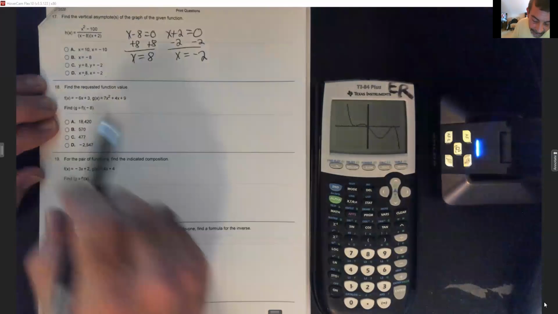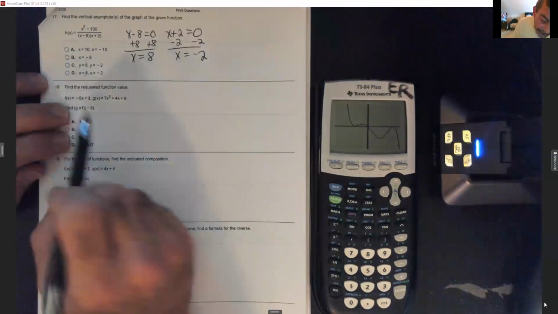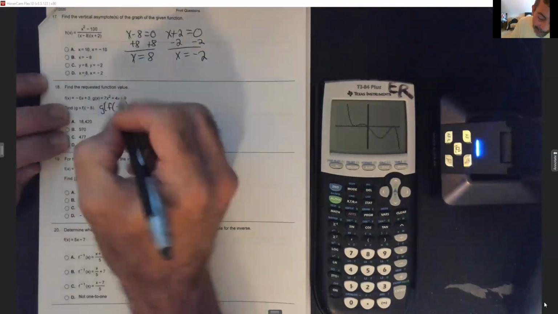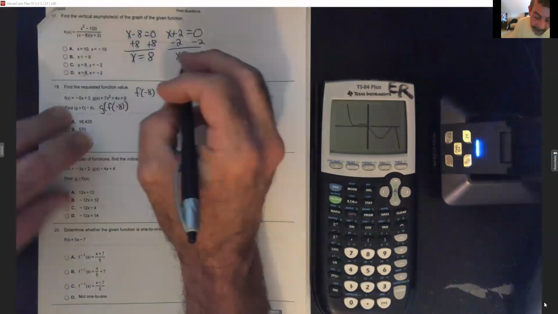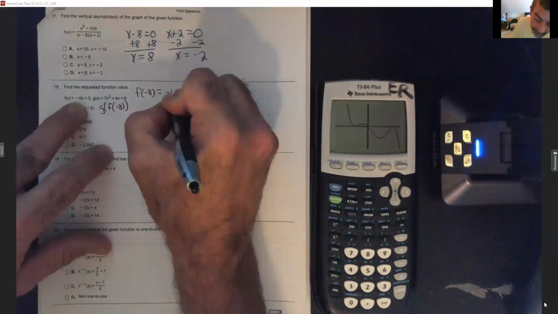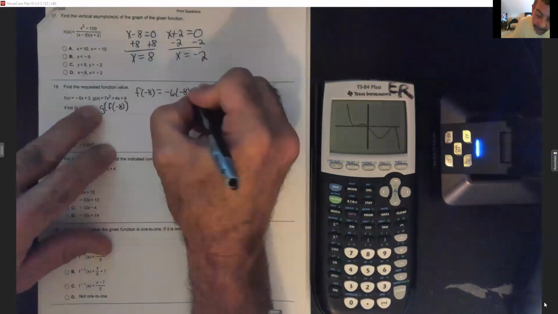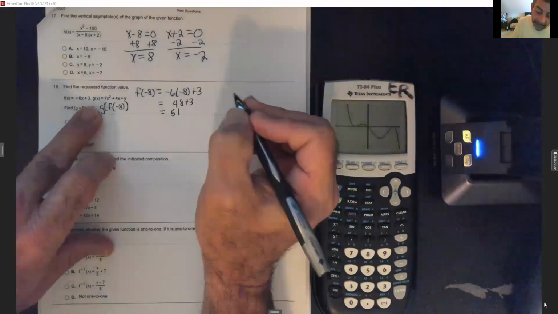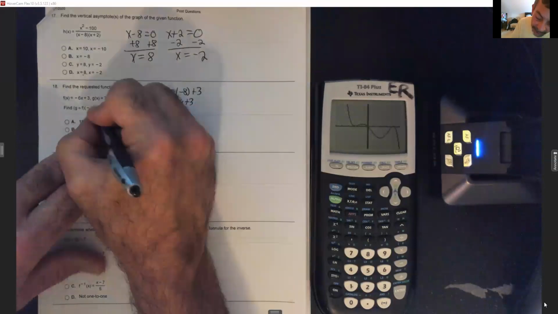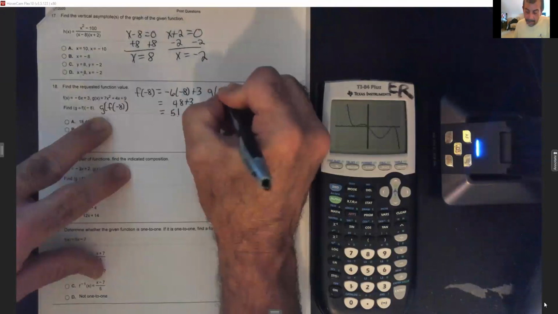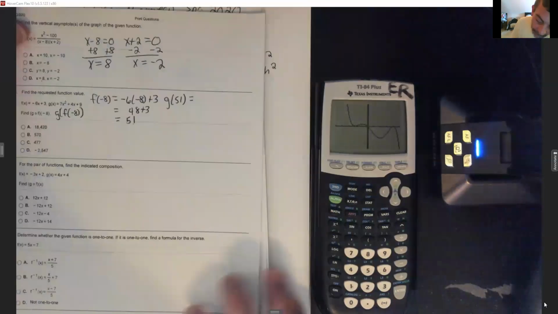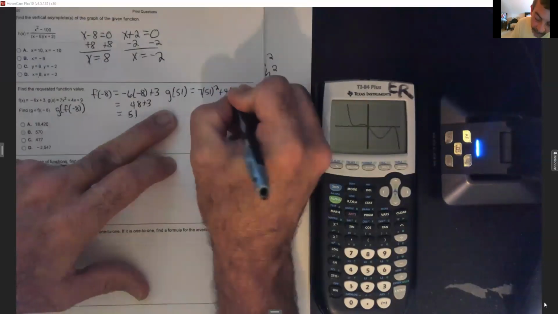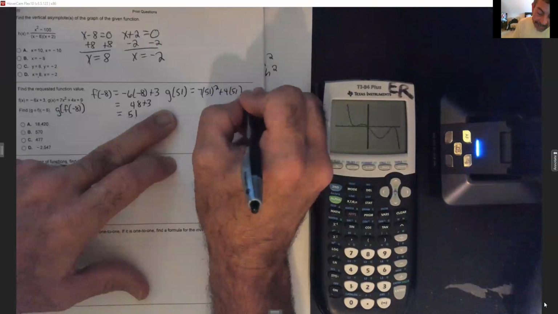All right, this wants me to find g of f of negative 8. So start with the innermost parentheses and find f of negative 8 first. So f of negative 8 would be negative 6 times negative 8 plus 3, which will be 48 plus 3, which equals 51. So now that 51 goes into the g equation, and we're finding g of 51. Ooh, that's going to be a little bigger, ain't it? 7 times 51 squared plus 4 times 51 plus that 9.